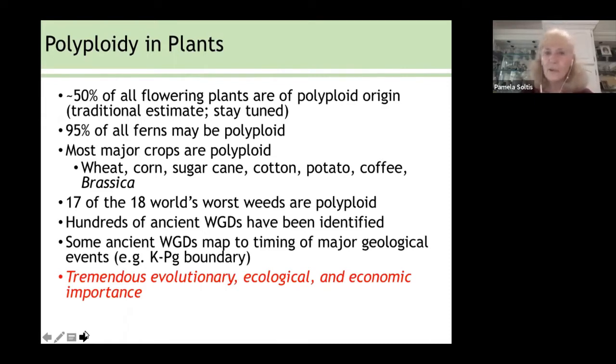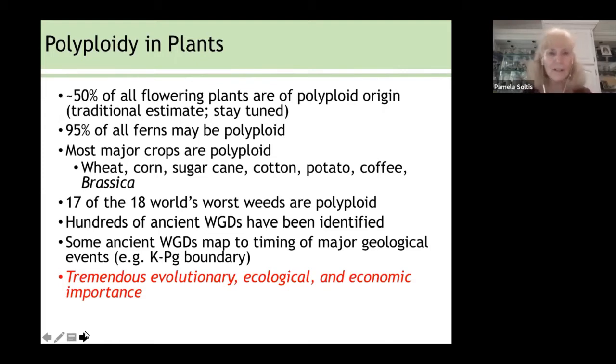Hundreds of ancient whole genome duplications have been identified across the plant branch of the tree of life, and some of these ancient whole genome duplications map to the timing of major geological events, such as the KPg or KT boundary. Much of this work has been conducted by Yves Van de Peer, who has really enlightened us about these associations between major geological events and the presence of whole genome duplications.